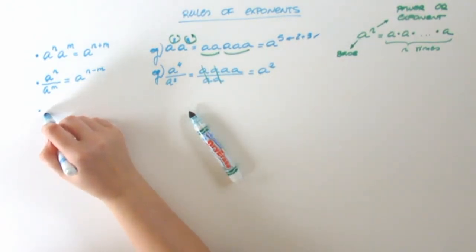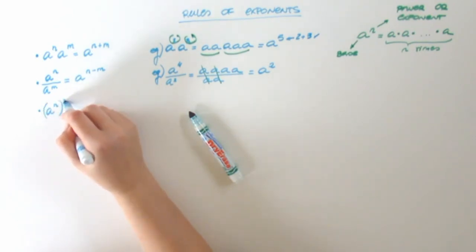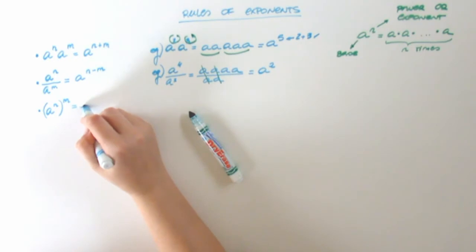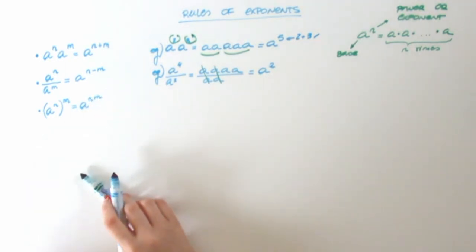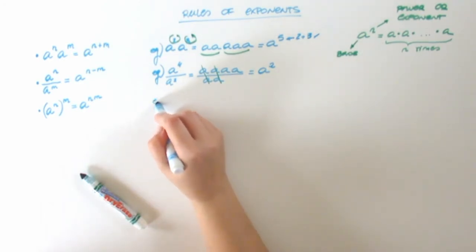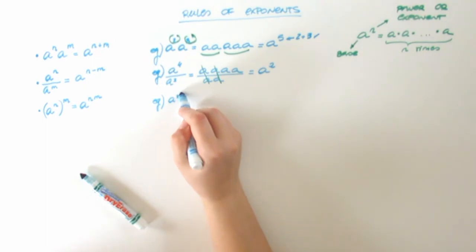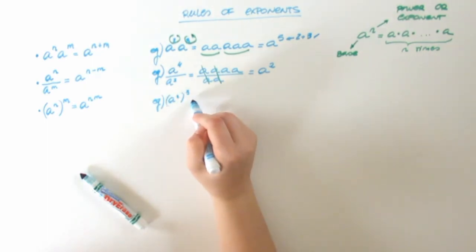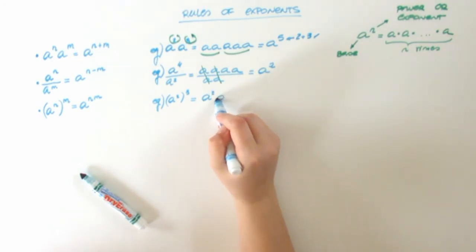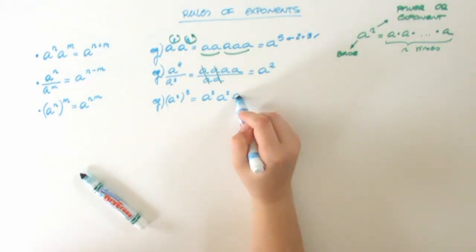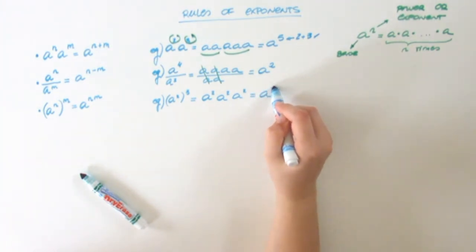Next one, a to the power of n, all of that to the power of m. What I do is multiply the exponents, a to the power of n times m. Let's see another example. Let's imagine we've got a square, all of that cubed. If I expand, it's the same as having a square times itself 3 times. That's what an exponent tells me. And by rule of exponents number 1, that is a to the power of 6.